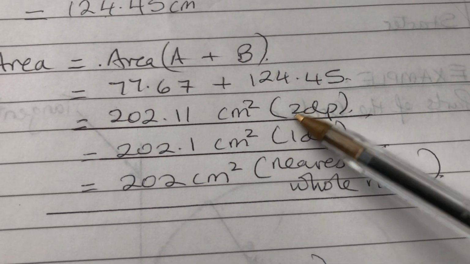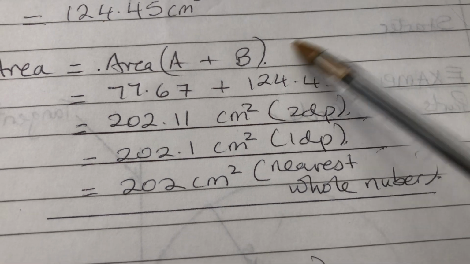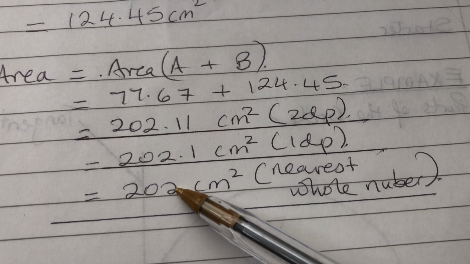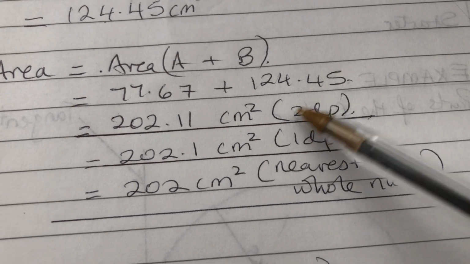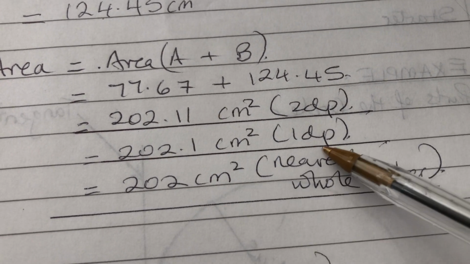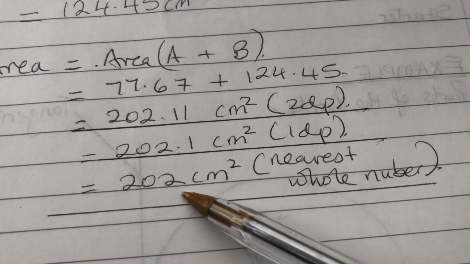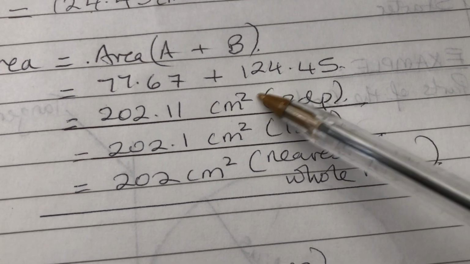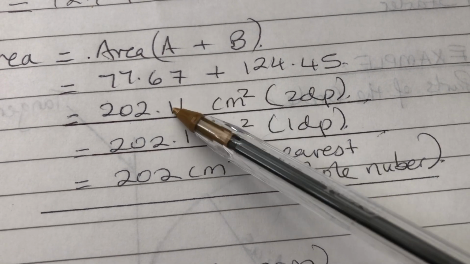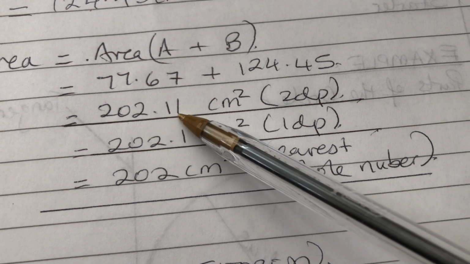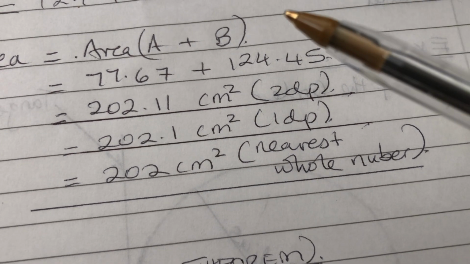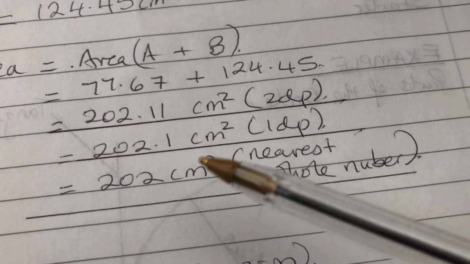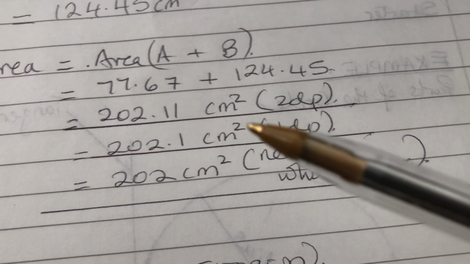Because it might not be a full question, but assuming they said leave your answer in 3 significant figures, or to the nearest whole number. The nearest whole number is easy. Or 1 decimal place, and you didn't get that, and you leave your answer as 202.11, you won't get the full marks. And as much as possible, you want to take as many marks with you as possible.